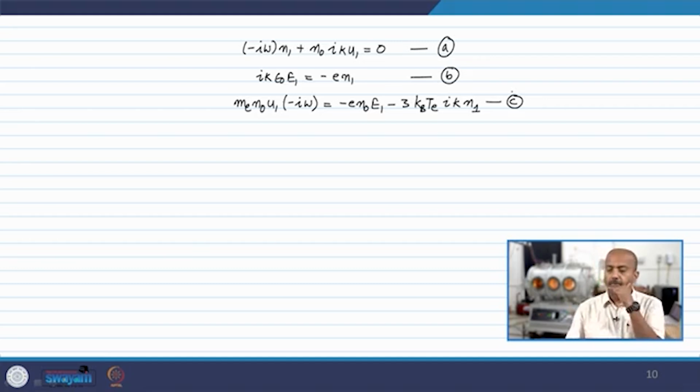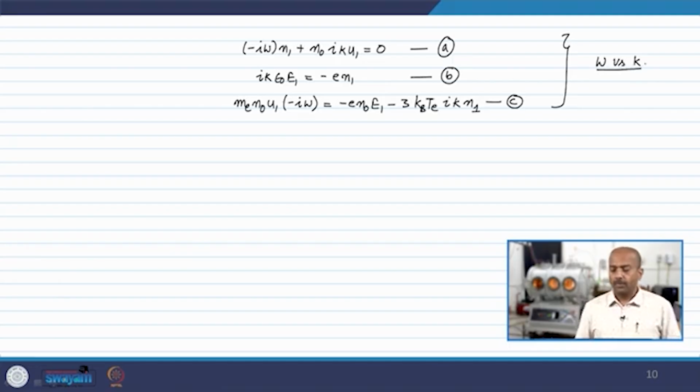Right. Now, we have to eliminate some variables and obtain the dispersion relation, which is between omega versus k. If there is a wave in this picture, then the ratio of omega by k will give you the phase velocity, and the ratio of d omega by dk will give you the group velocity.